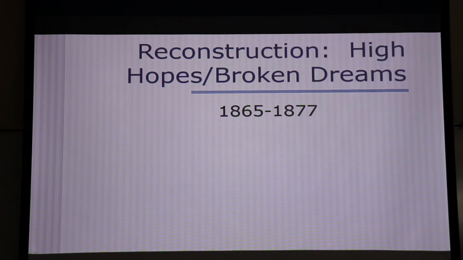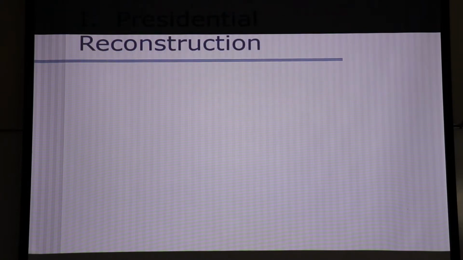Reconstruction, high hopes and harsh realities, from 1865 to 1877. Now, the very first thing we're going to look at, Reconstruction went through two different stages. It went through both presidential Reconstruction and congressional Reconstruction. And the first thing that we're going to talk about is presidential Reconstruction.